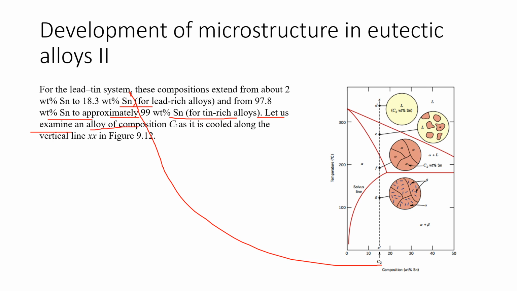Let us examine an alloy of composition C2 as it is cooled along the vertical line x prime. In this figure, this is figure 9.12 in the book written by Callister. The line is drawn from x to x prime, and the points of interest are the microstructure at points D, E, F, and G. Similar to the previous example, in the liquid region the microstructure remains the same, at a temperature of about 350 degrees centigrade.